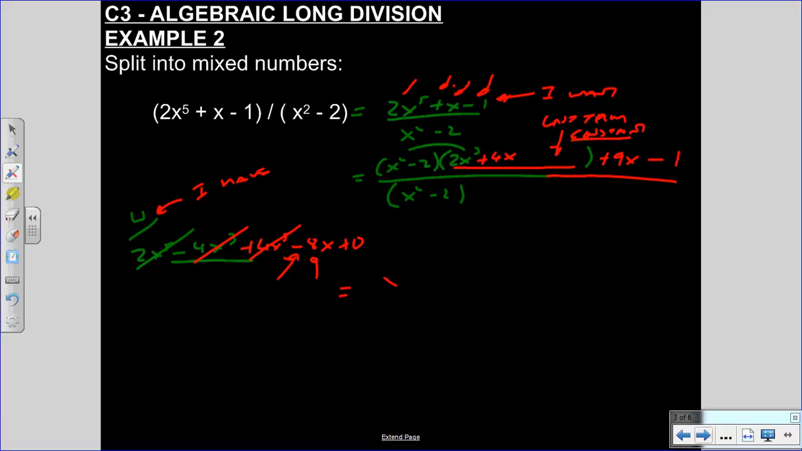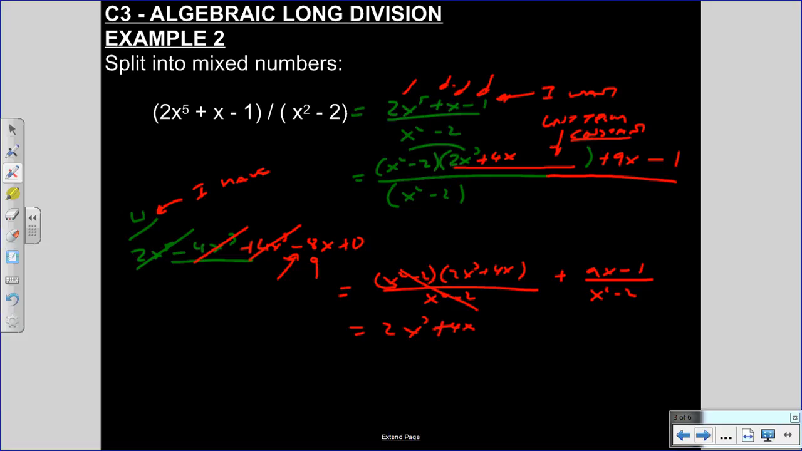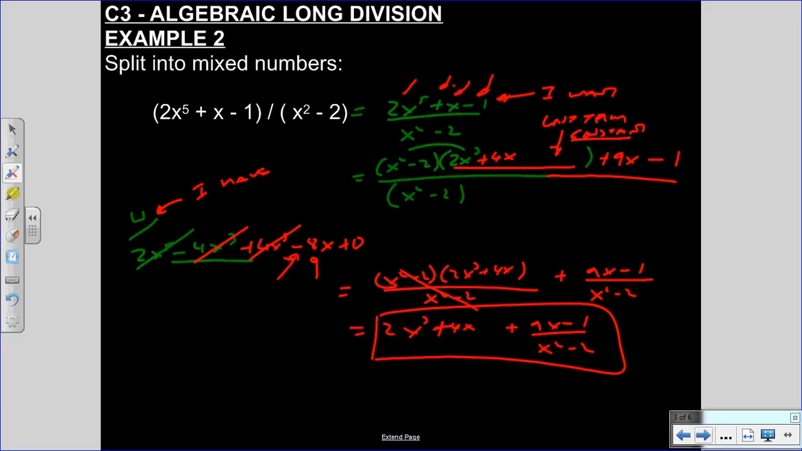And now we can split up our fraction again. Minus 2 plus 9x take 1 over x take 2. That cancels, and you're left with what you started with. The problem is, how do I know if I'm right or not? How do I know if I'm right? Well, we need to check, okay? I need to check that I'm right. This is something that you should be guaranteed to be right, okay?